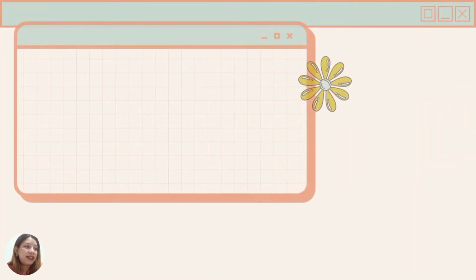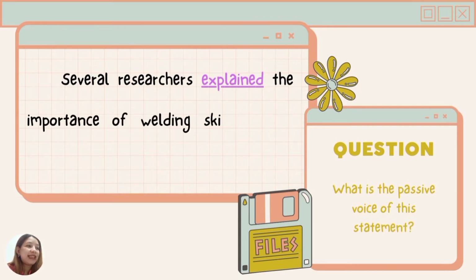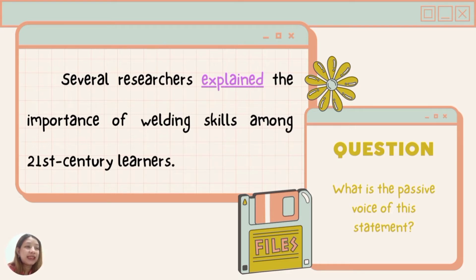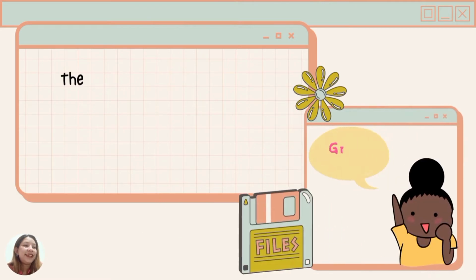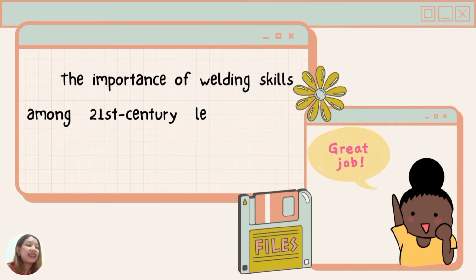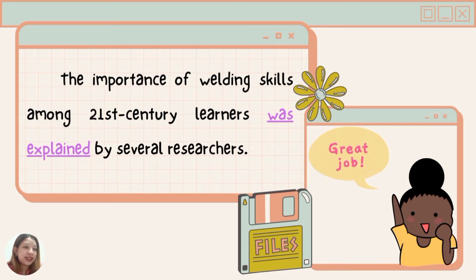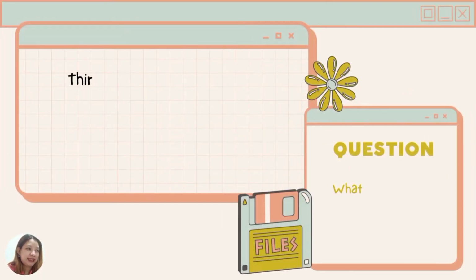Let's try another one. Several researchers explained the importance of welding skills among 21st century learners. The verb in this sentence is explained. What is the passive voice of this statement? You got it correct. The correct answer is the importance of welding skills among 21st century learners was explained by several researchers. Let's have the next sentence.